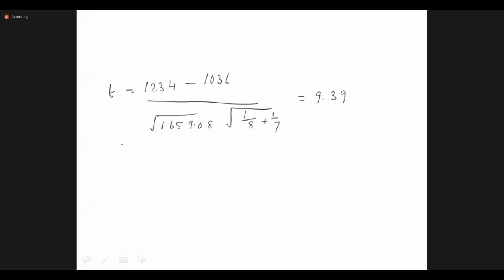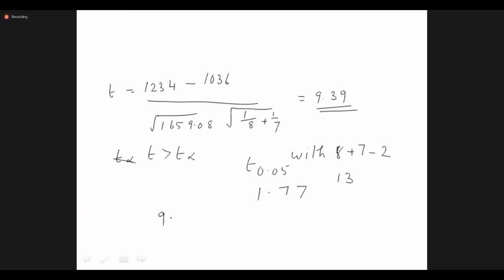Now, we are seeing it is a right tail test only. We check T greater than T alpha. We got the T value already. T alpha at 0.05 with n1 plus n2 minus 2, that is 8 plus 7 minus 2, so 13 degrees of freedom. It is approximately 1.77. Since 9.39 is greater than 1.77, we reject the null hypothesis.